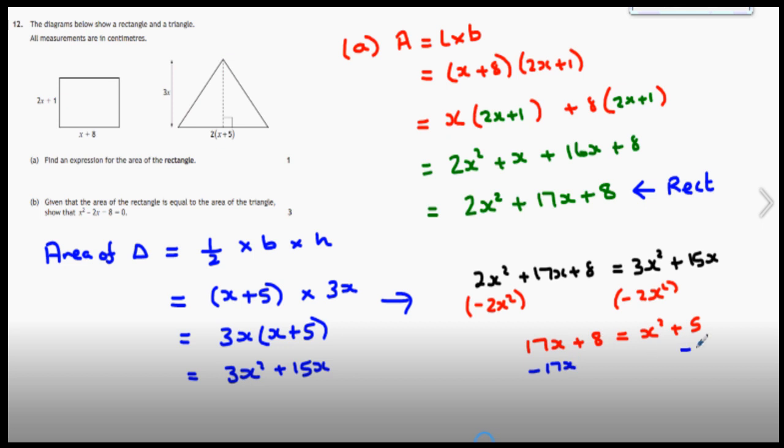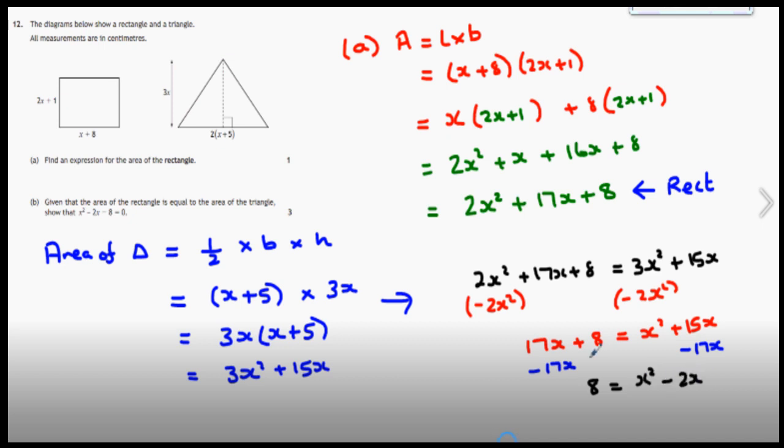Take 17x away from this side as well. And that bit there should have been 15x. Okay, not 5, that's 15x. Right, so when I do that, then I end up with 8 is equal to x squared. 15x take away 17x is minus 2x.